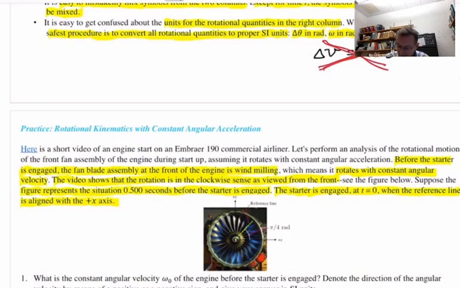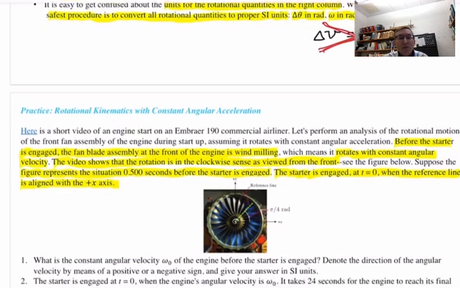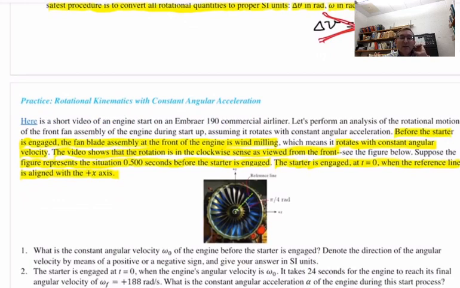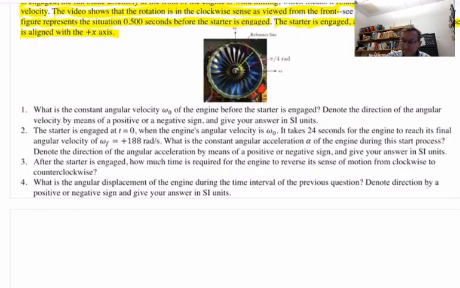So the first question is, what is the constant angular velocity omega 0 of the engine before the starter is engaged? Denote the direction of the angular velocity by means of a positive or a negative sign and give your answer in SI units. Okay, let me give myself a little bit of space here to work. I'm going to use one of the constant angular acceleration equations.